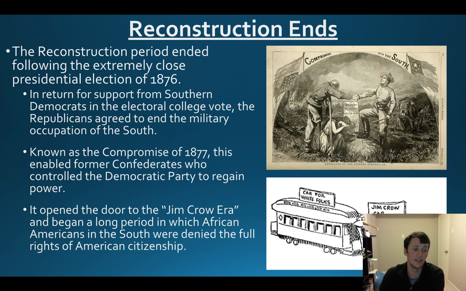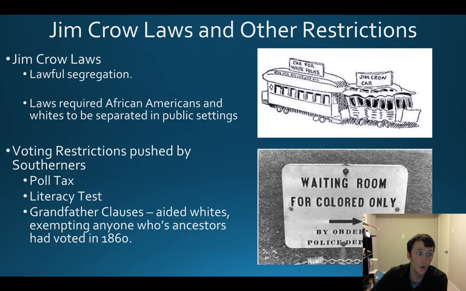Where African Americans in the South are going to be denied the full rights of American citizenship, even though these things were now enshrined in the Constitution, right? So Jim Crow laws is essentially what is known as lawful segregation, right? These laws required African Americans and whites to be separated in public settings, right? You also had voting restrictions pushed by the Southerners against them to prevent them from voting, right?